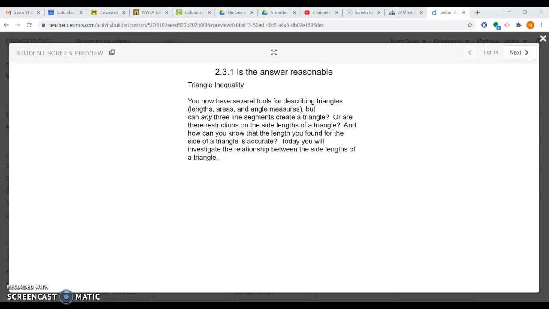Okay, here is the video guide for lesson 2.3.1, the second to last lesson here in chapter 2, and we're going to focus on the triangle inequality. Now, what the triangle inequality is: if you know two of the side lengths of a triangle, are there restrictions on that third length? And so let's take a look at the first problem.